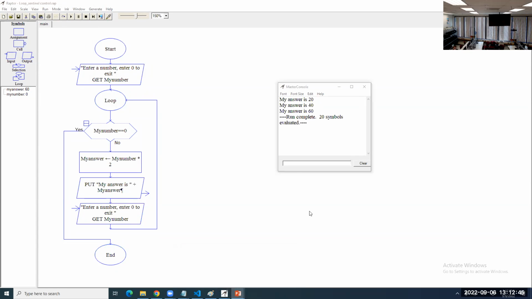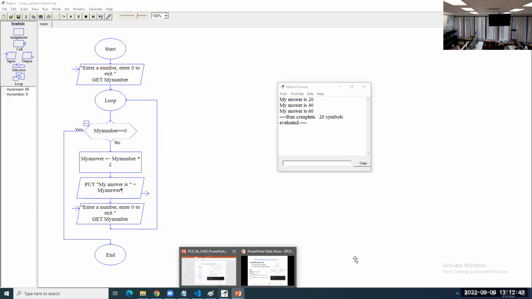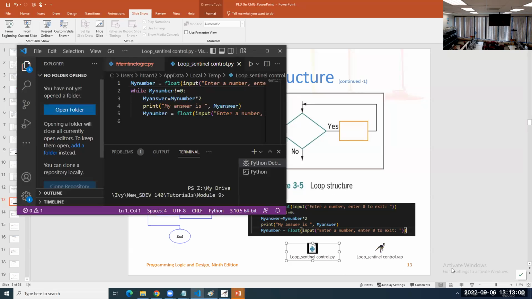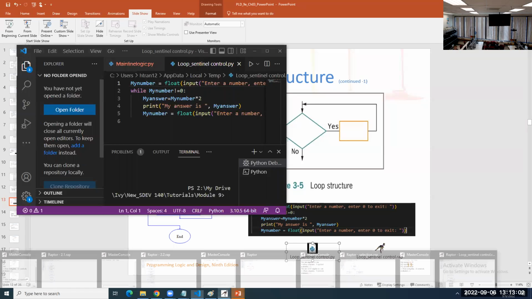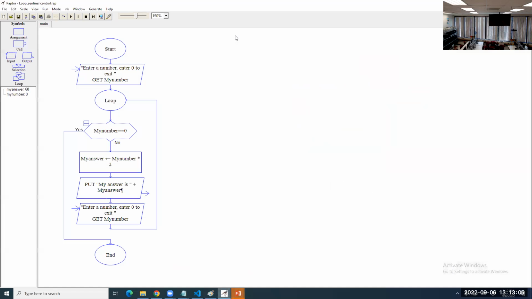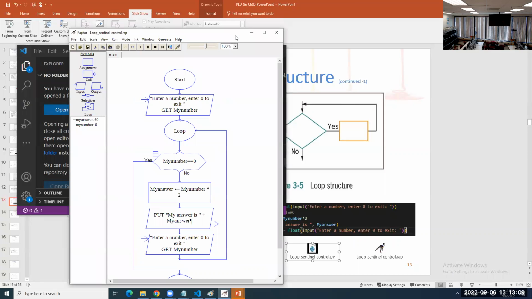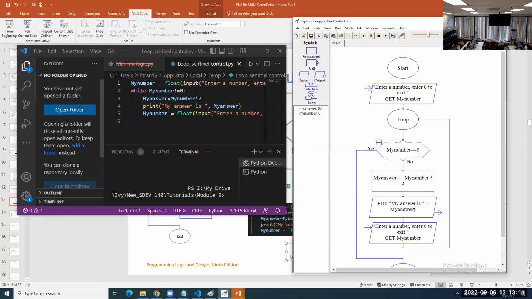Now I will open this one and open this one with Python here, so we can see the difference between the two. So this one is Python here, right? This one is Python here, and this one is the Raptor. Where am I? Raptor, this one. Now, if you can see, on the left it is Python, and on the right it is the Raptor here, right? So see, they work quite the same here.